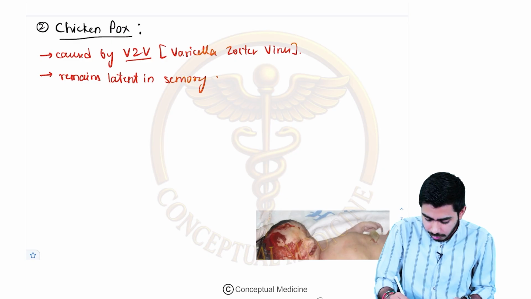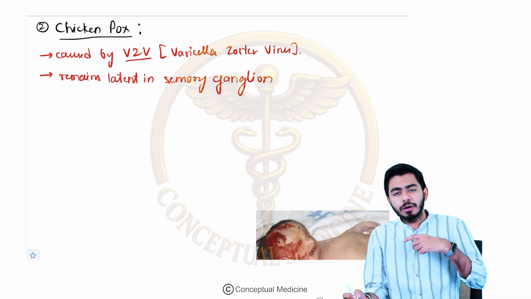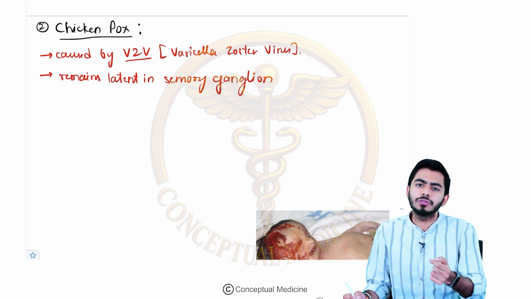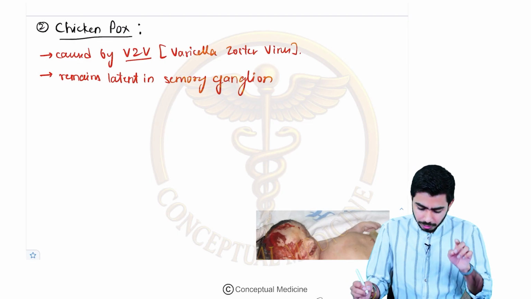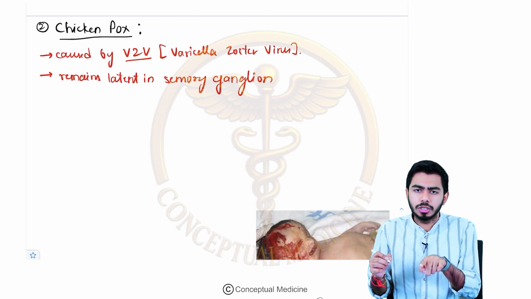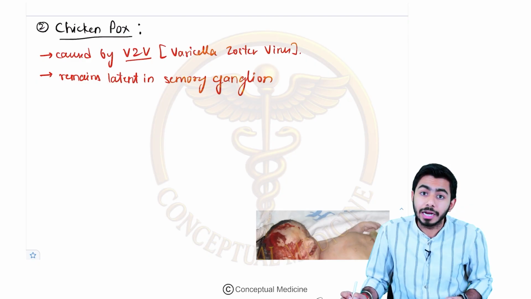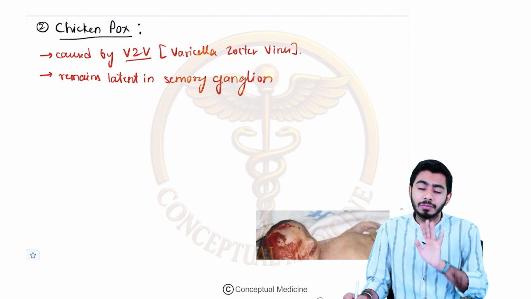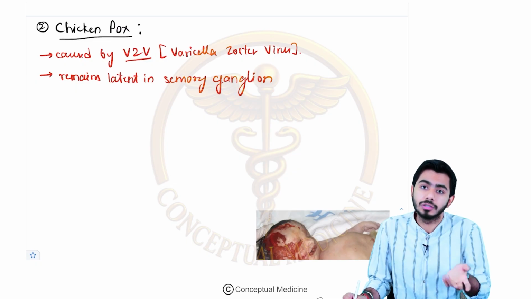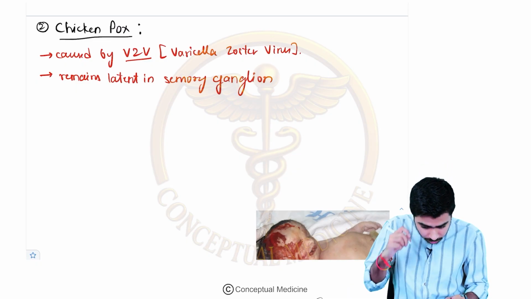Sensory ganglion, guys. And whenever it finds the opportunity, what is the opportunity for this virus? The opportunity is the immunocompromised status of the patient. Whenever this virus finds the opportunity, at that point of time it can reactivate. It might remain latent in the sensory ganglion for years. Okay, so that is the thing here.